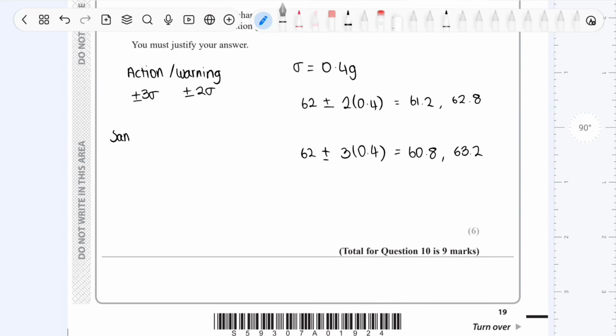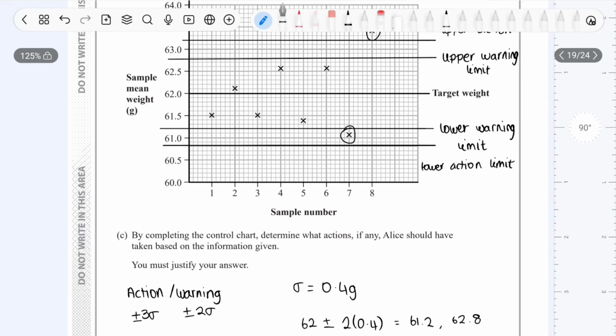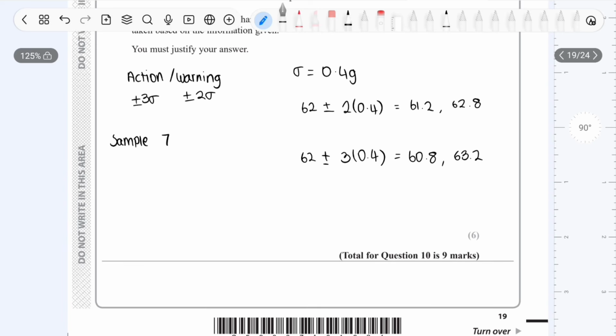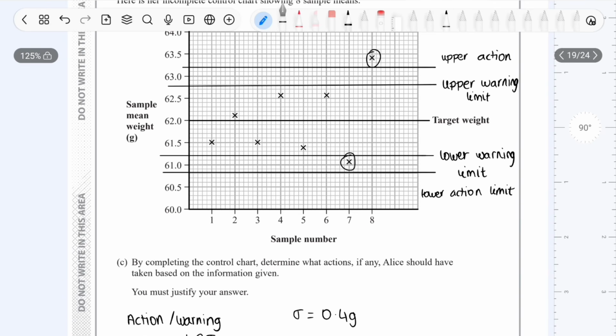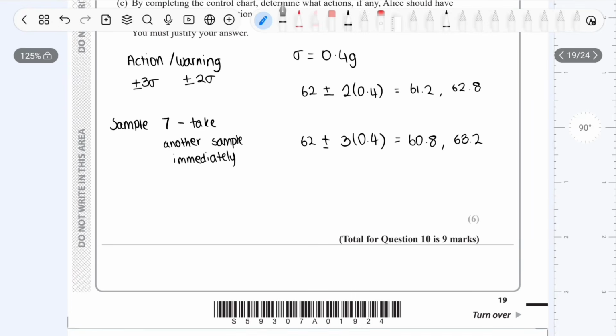So for sample 7, you should know that when it falls outside the warning limits, but not the action limits, you'd have to take another sample. You'd usually review that and see if it falls outside the warning or action limits. And then for sample 8, it's completely above the upper action limit, which is unacceptable, so we just have to stop and reset the machine, which is generally what you mostly do for all the exam questions that you come across.